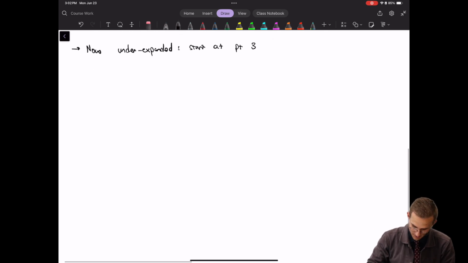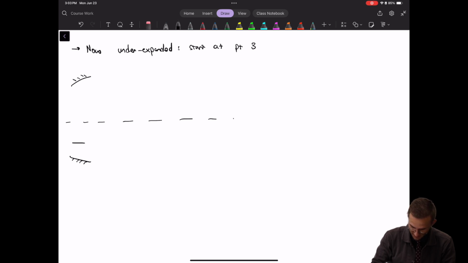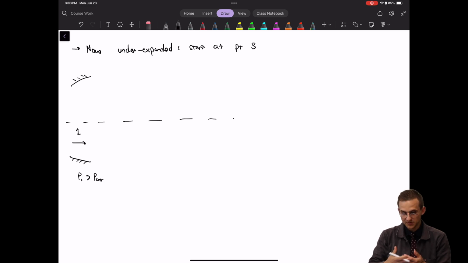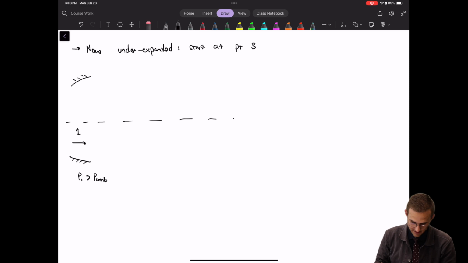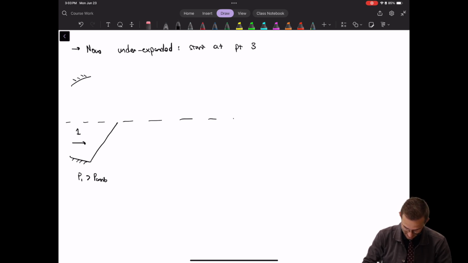And what do I mean by start at 0.3? What I mean is that the external flow structure is the same as though you started at 0.3. So in this case, we have much the same diagram. We have a flow coming out parallel to the center line. And then P1 is greater than P ambient. The nozzle wasn't able to expand the flow enough or lower the pressure of the flow enough to make that boundary condition match. And so what you end up with is an expansion fan.